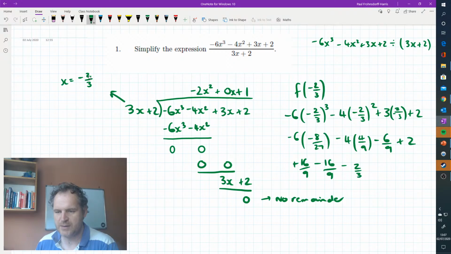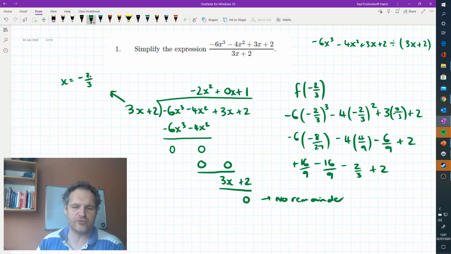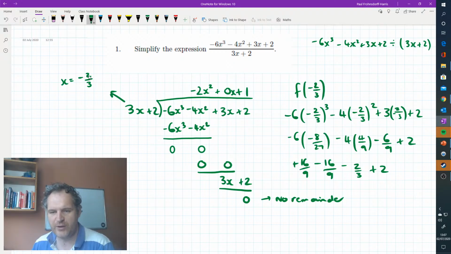2/3 and plus 2. This is frustrating because it's not giving me what I wanted, but it's also a chance to show that there must be a mistake in here somewhere. So I've put minus 6 lots of minus 2/3 here, and 2 8s are 16, 3 cancels with the 27 to give us the 9, so it's definitely 16 there. It's definitely 16 there, so they do cancel out.